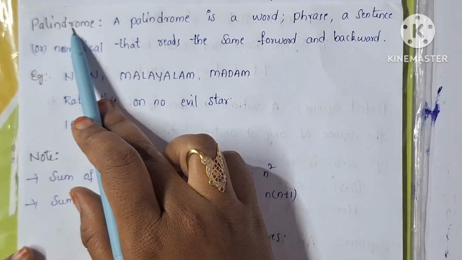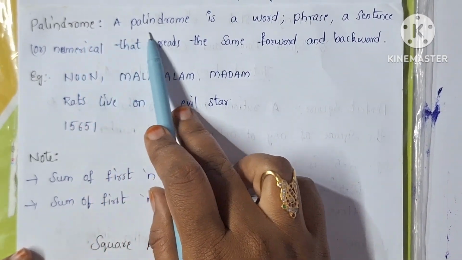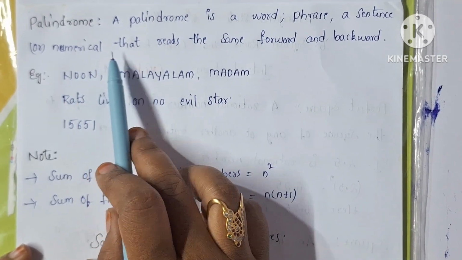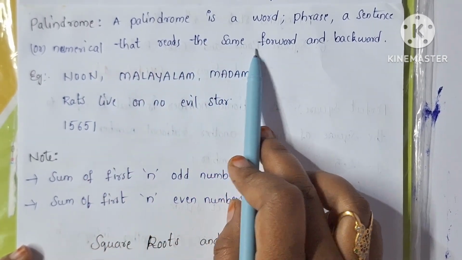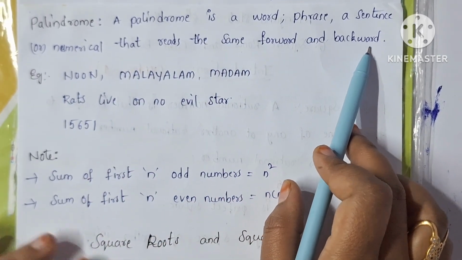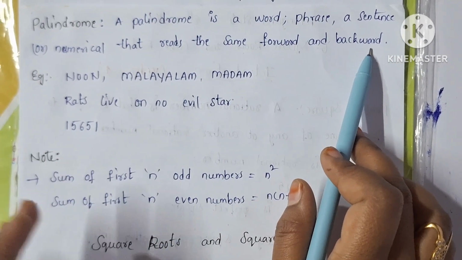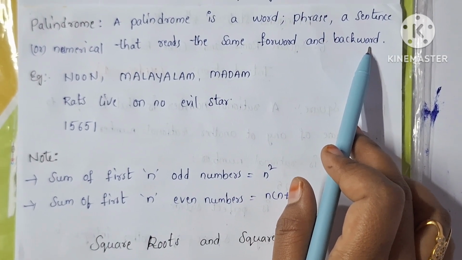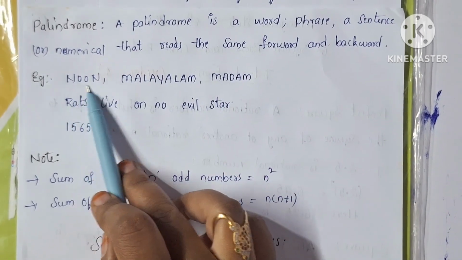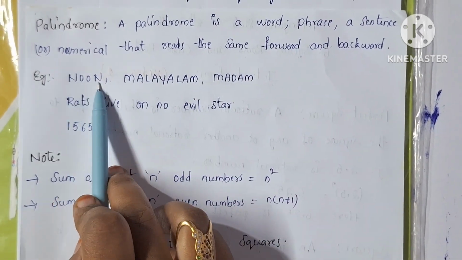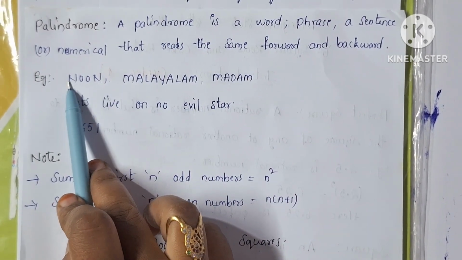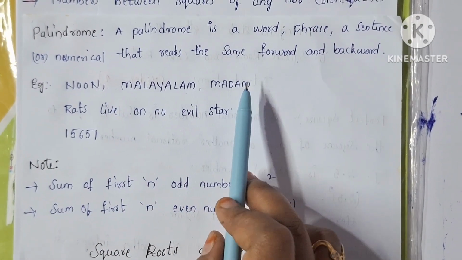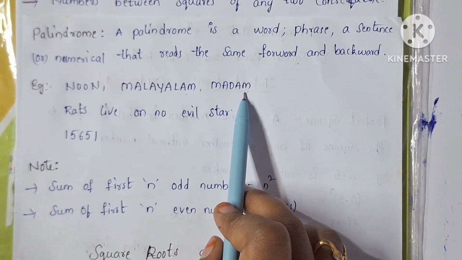Okay. Palindrome. What is a palindrome? A palindrome is a word or a phrase or a sentence or a numerical that reads the same forward and backward. That means whether we read from the front or from the back, we get the same spelling, number or sentence. Examples: noon. See, left to right noon, right to left is also noon. Malayalam, madam.